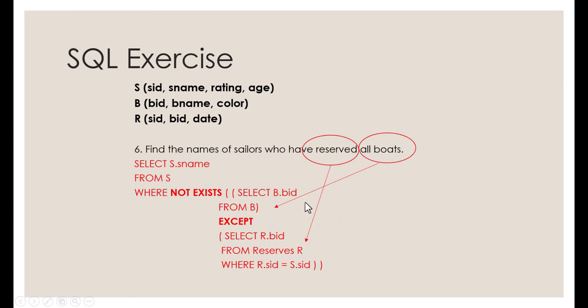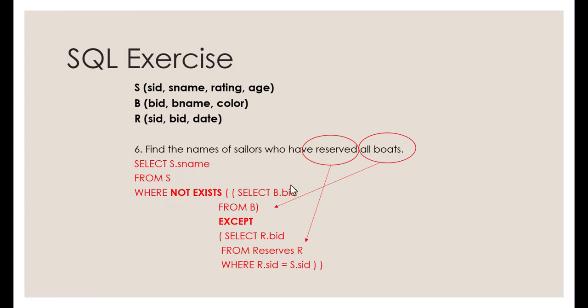So let's say we have 3 boats in inventory: B1, B2, B3, and the sailor has reserved B1, B2. This will return B3 because B3 cannot be subtracted from this, right? But if they reserved all 3 boats, B1, B2, B3, then we take B1, B2, B3, except B1, B2, B3, and this will be empty, which is what we want. Then that sailor's name will be output.